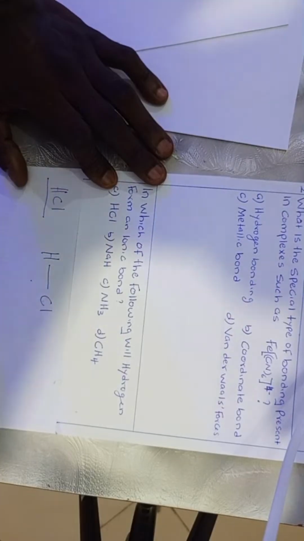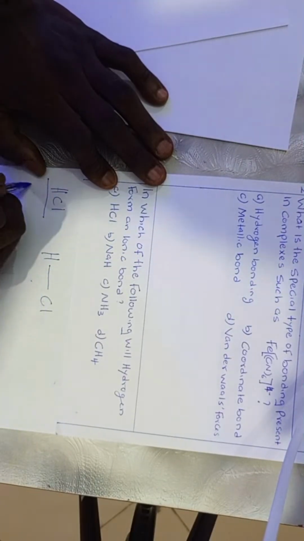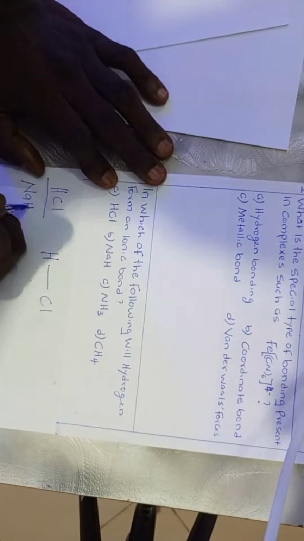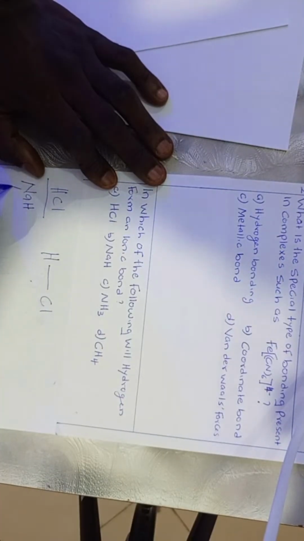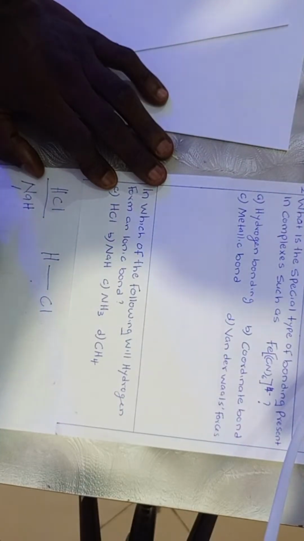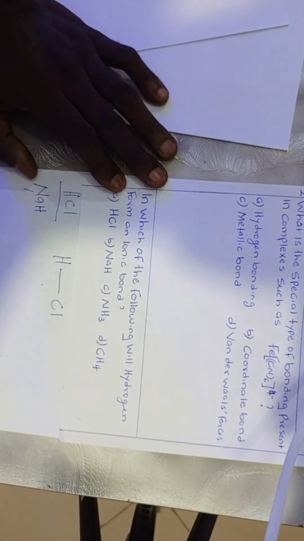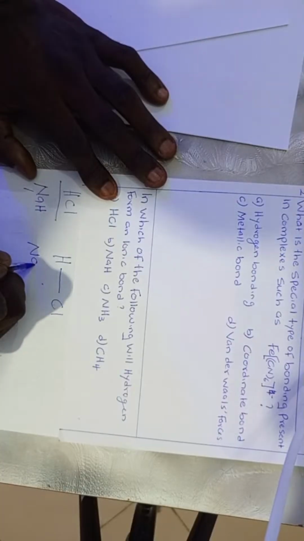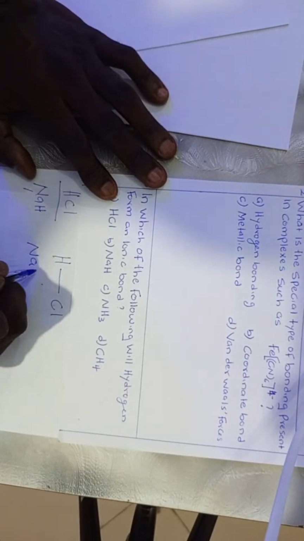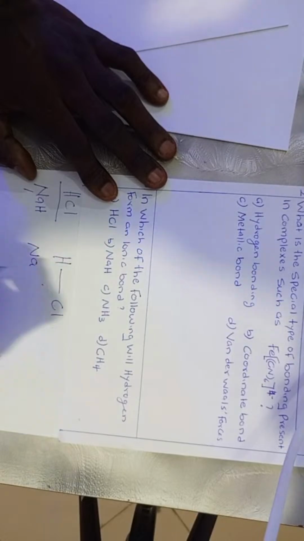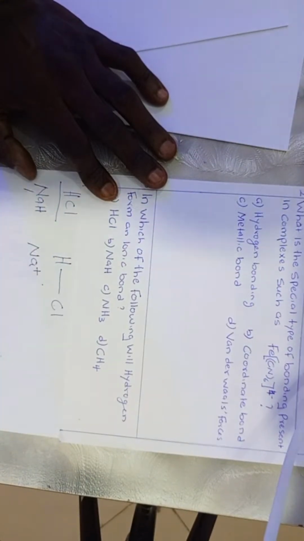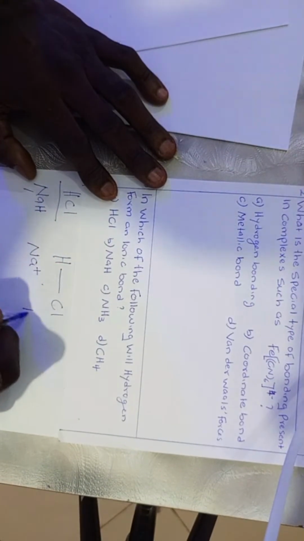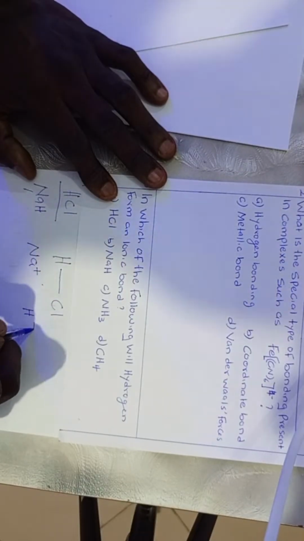What about sodium hydride? Now in sodium hydride, NaH, it is very obvious that sodium here is a metal, while hydrogen is a non-metal. And we know that the type of bonding existing between metals and non-metals is ionic. So the bonding looks just like this. The sodium donates an electron, making it positively charged, Na plus, and the hydrogen receives the electron, making it negatively charged.